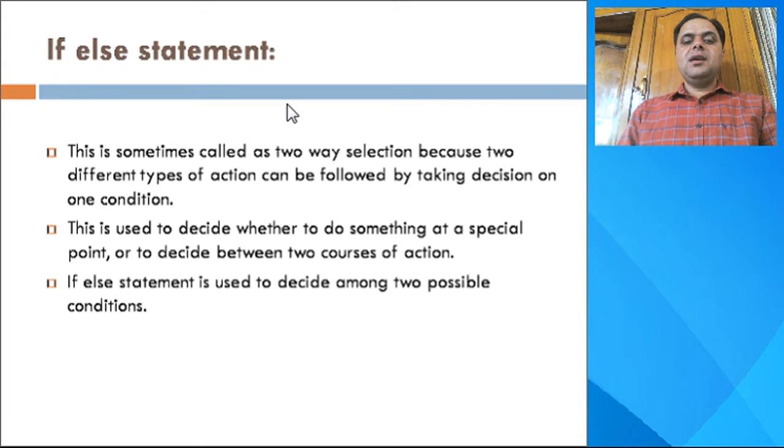In the if else statement we have to take care of the other case also. If today is rain, take umbrella with you, otherwise don't take umbrella with you. So this is the else part. If today is no rain, then don't take umbrella with you. This is sometimes called a two-way selection, because two different types of action can be performed by taking a decision on one condition. So in one condition we can take two decisions.